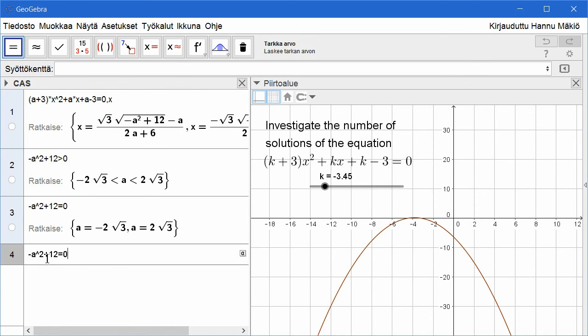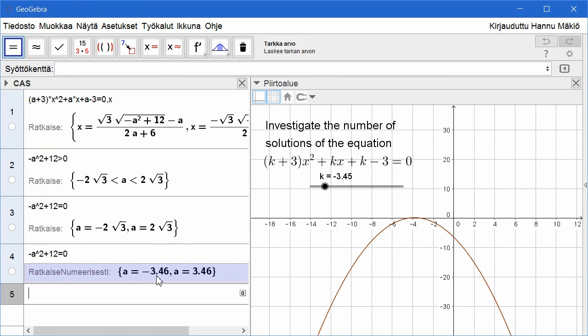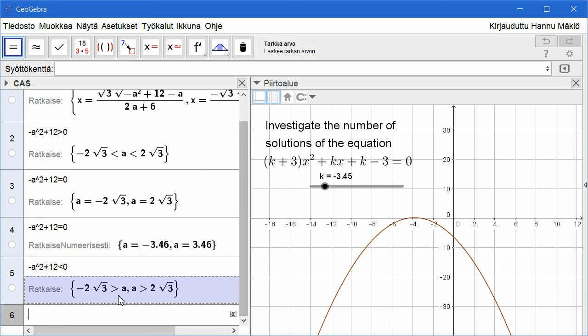These were the hard parts with the slider, and now I want to solve this numerically also and find out if I was close to moving here. Good enough. And then the last part was 2 solutions, 1 solution, and then the last one, no solution at all, when this was negative, and solve for that. Now I have the answer.